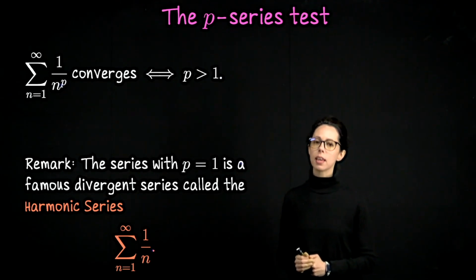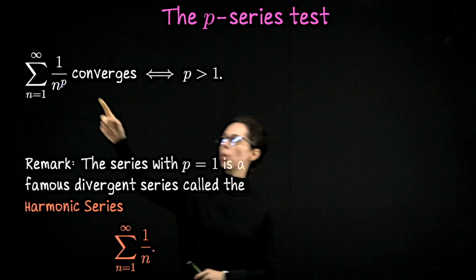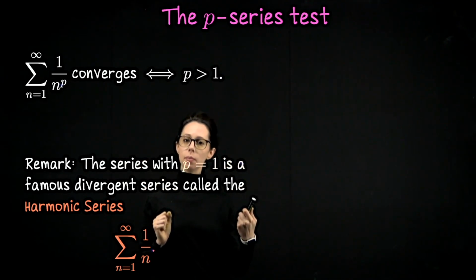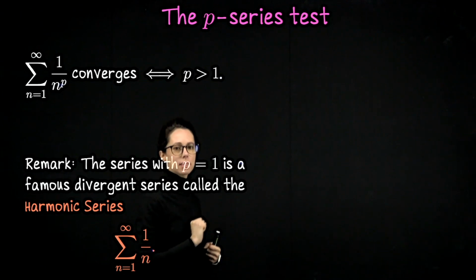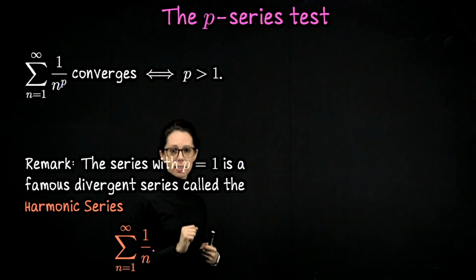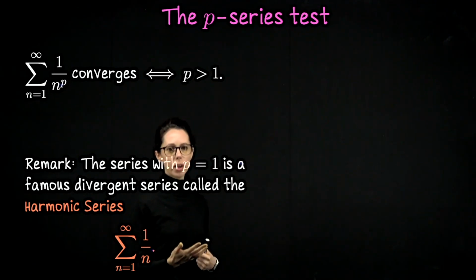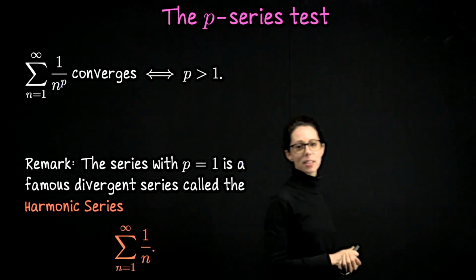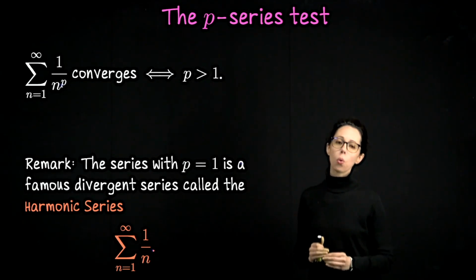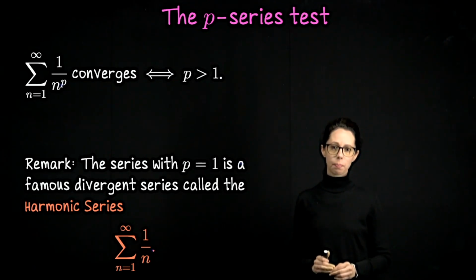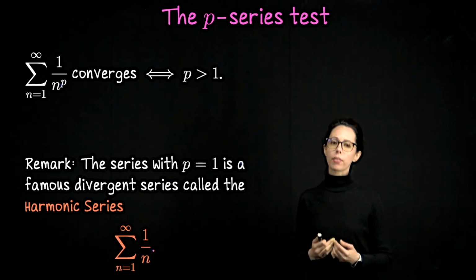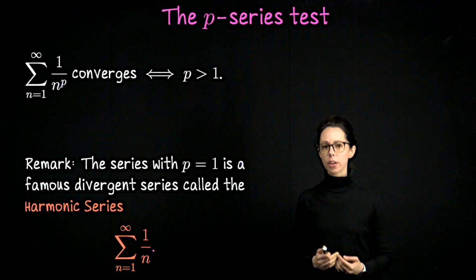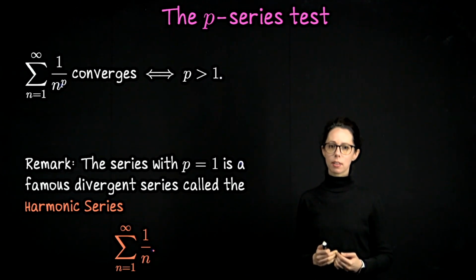And what it tells us is if you're looking at a series of the form 1 over n to the p, where n, the base here, is the index, and p is a fixed number. So it might look like 1 over n squared or 1 over n to the 13.5. This is called a p-series, and it converges if and only if p is greater than 1. So if p is greater than 1, you have convergence. If p is less than or equal to 1, you have divergence.